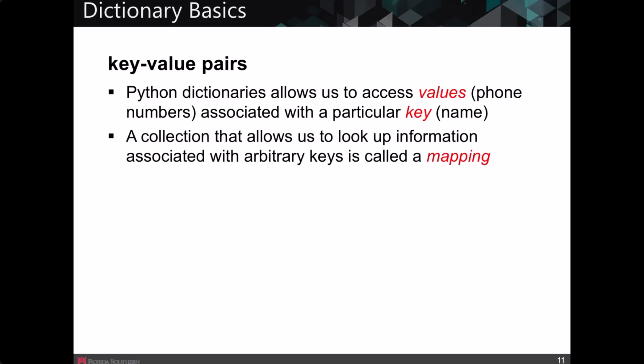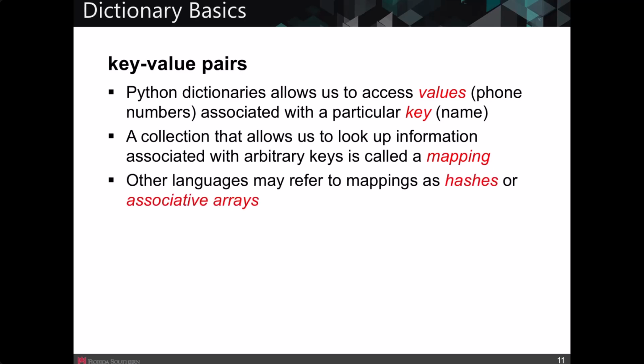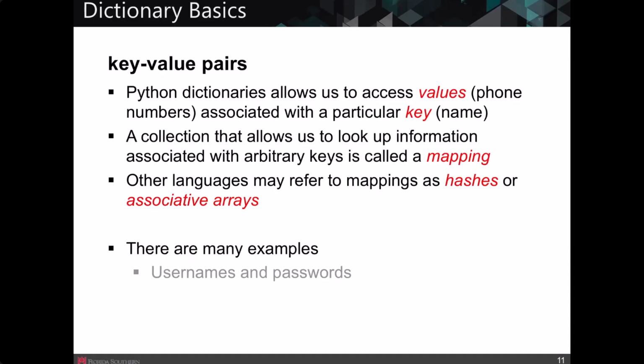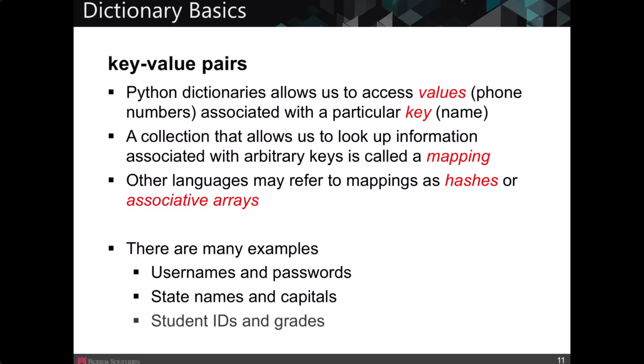A collection that allows us to look up information associated with arbitrary keys, we call this a mapping. And that's why in other languages you might hear something like a hash map or an associative array. There are many practical examples of where this could apply. So usernames and passwords is another one. State names and capitals. We could have used this on our first project for the weather app by having the state name mapping to an abbreviation. We could also map student IDs to grades, and so on and so forth. A lot of practical uses for dictionaries.